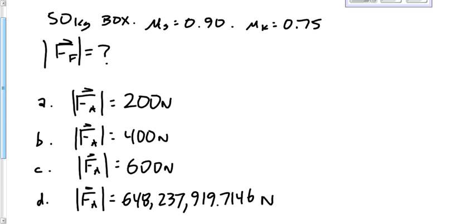Sometimes it's quite a bit smaller, sometimes just a little bit smaller. But the coefficient of kinetic friction is nearly always smaller than static friction. That's why it's harder to get an object moving than it is to keep it moving. What's the force of friction, static or kinetic, if we apply a force of 200 newtons?